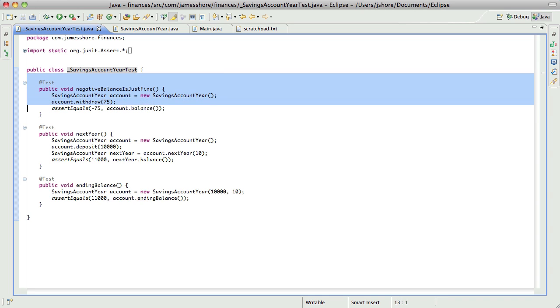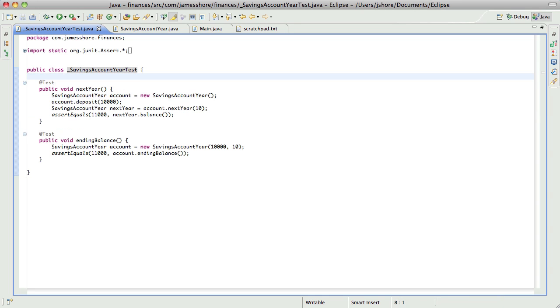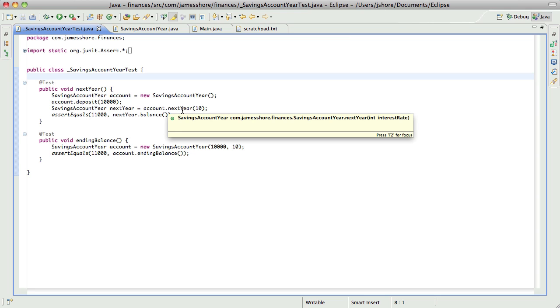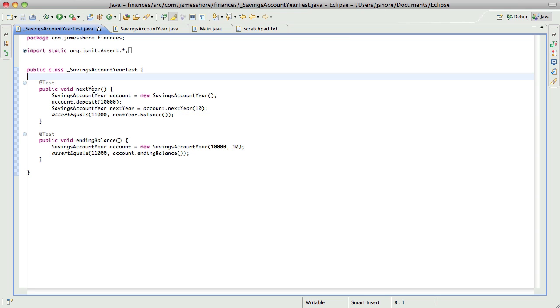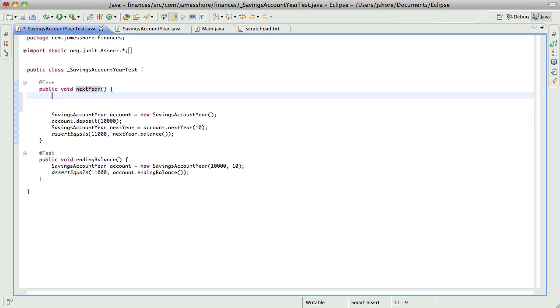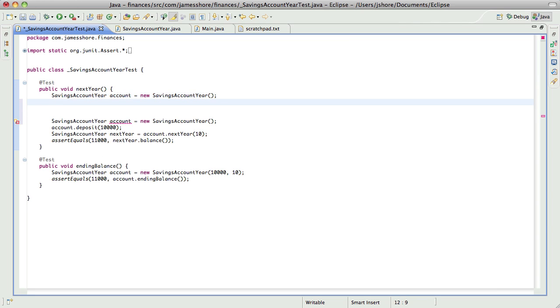Let's take this out too. We don't care about negative balances right now. We're not going to do transfers at all for a little while. So what I can do then is next year should assert, let's rewrite this. So we're going to say savings account this year account equals new. Yes, I realize that I just retyped the exact same line that I already had. I actually do that quite a bit. When I'm thinking, I find that just moving my fingers helps me figure out what I want to do.